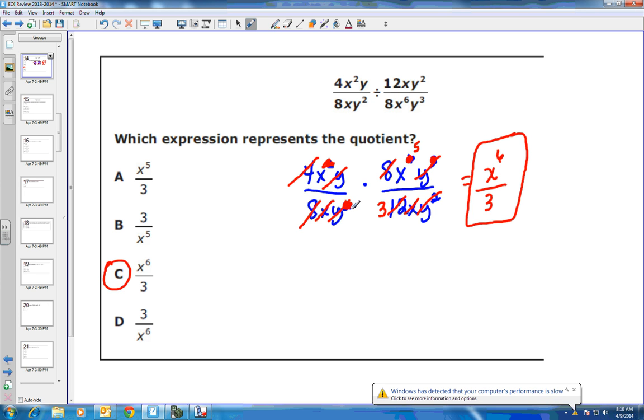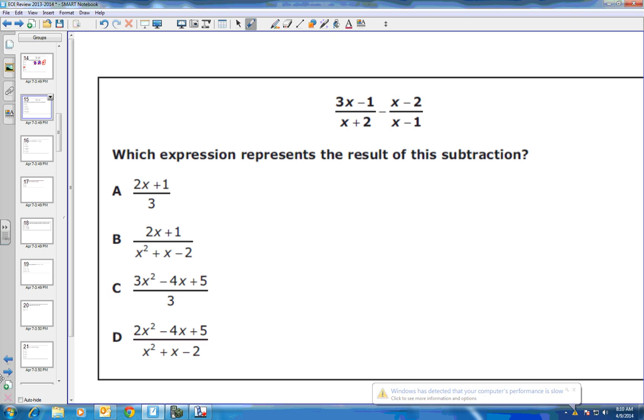Okay, next one. All right, which expression represents the result of this subtraction? Okay, this is a problem we have not done yet. This comes in the next chapter, so I'm going to show you how to do it. It's actually pretty easy.